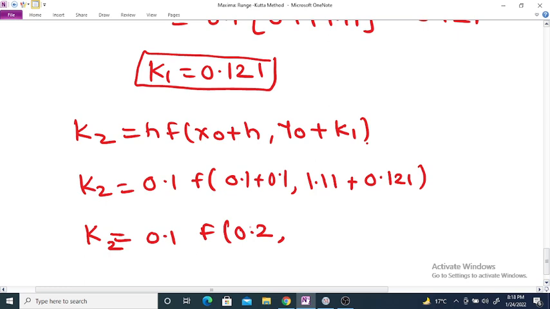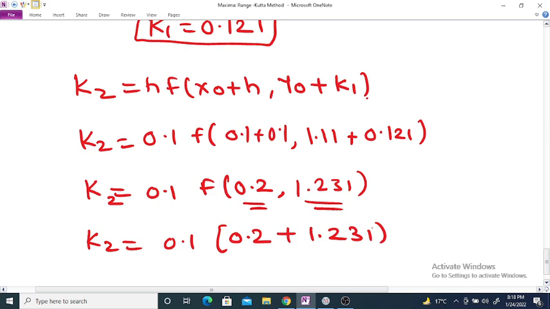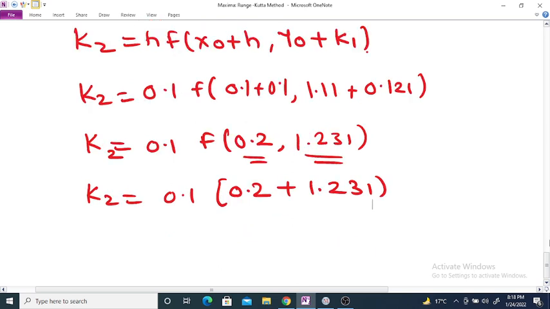It is 0.2 and 1.231. If you add 1.11 and 0.121, it is 1.231. What is f of xy? f of xy is equal to x plus y. So 0.2 is the value of x and 1.231 is the value of y. So k2 is equal to 0.1431.